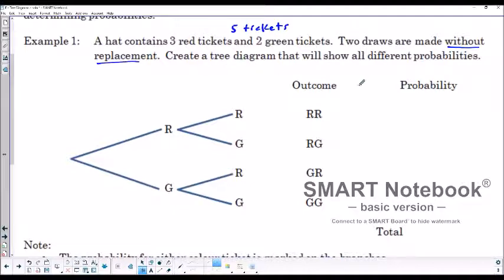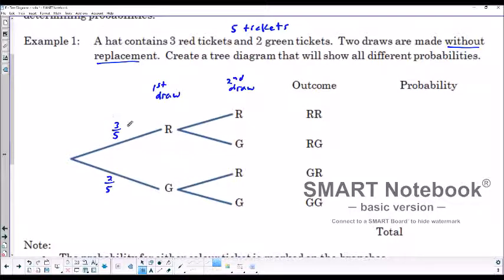We want to create a tree diagram that will show all the different probabilities. There's the tree already set up for us. Here's the first draw, and then there's going to be a second draw after that. In the first draw, there are 3 red tickets, so there's a 3 in 5 probability that we're going to select a red ticket, and a 2 in 5 probability that we're going to select a green ticket.